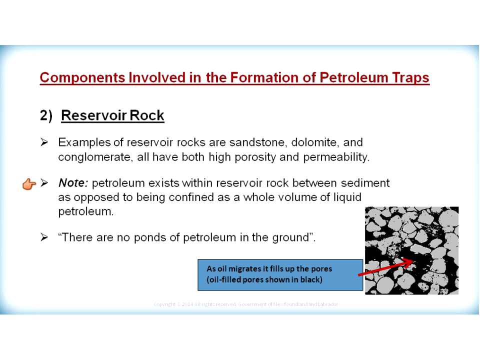So if you look at the diagram to the right, we notice that petroleum is located between the sediments, and they are located in the pore space between the sediments. We do not see petroleum within the ground as a full volume or a pond of petroleum within sediment. As oil migrates, it fills up the pore spaces. Therefore, oil-filled pores are shown in the black areas in the diagram to the right.